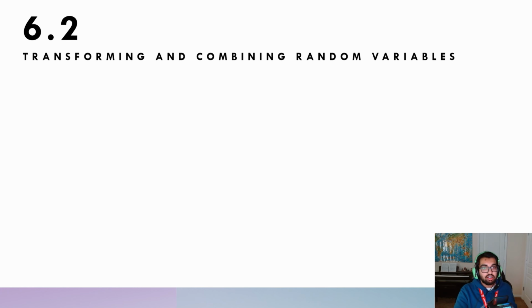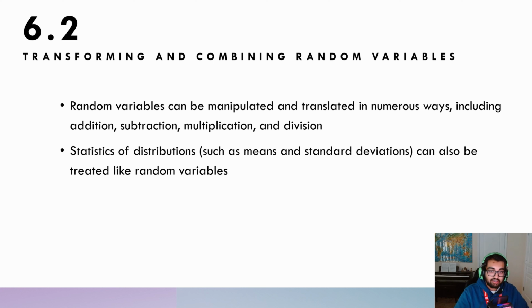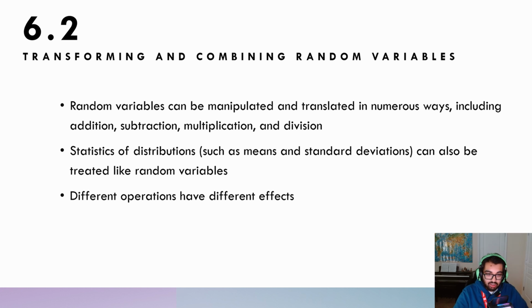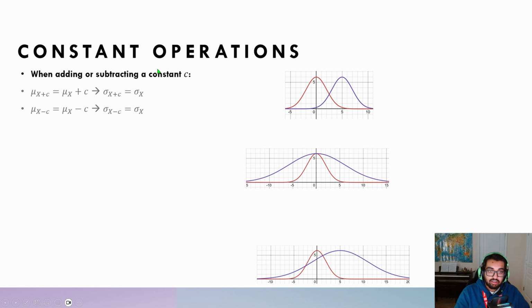So let's talk about transforming and combining random variables. So random variables can be manipulated and translated in a number of different ways. So the statistics of these distributions, such as means and standard deviations, can also be treated like random variables. And different operations have different effects on your variables like mean and standard deviation. So let's take a look at some distributions here. When you subtract a constant c, when you subtract some constant, the mean of this distribution is going to shift by that constant.